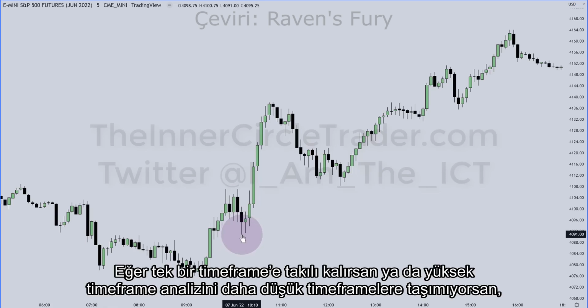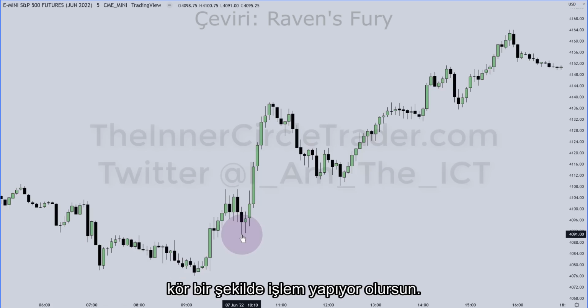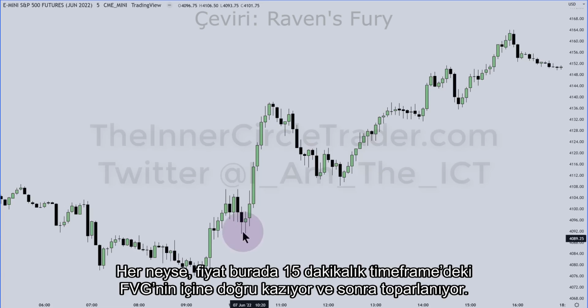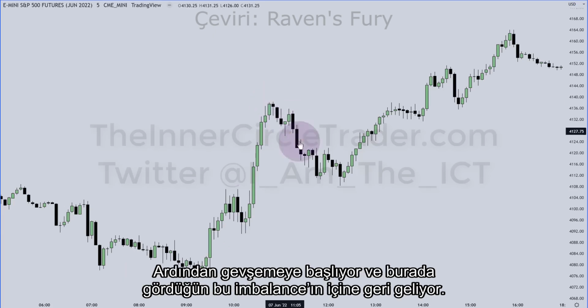Now, if you're just staying on one time frame, or at least not carrying over higher time frame analysis into your lower time frame, you're going to be trading blind. So anyway, it digs down into that 15-minute time frame fair value gap here, and then rallies higher. Then it starts to trail off and goes down into this imbalance right here.